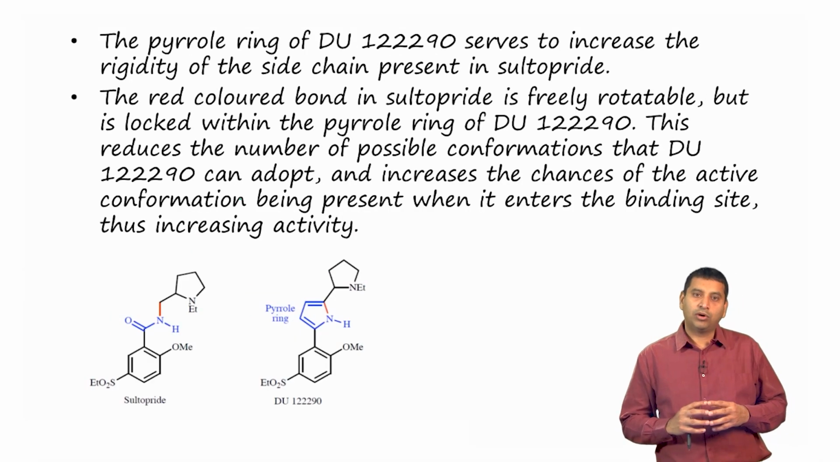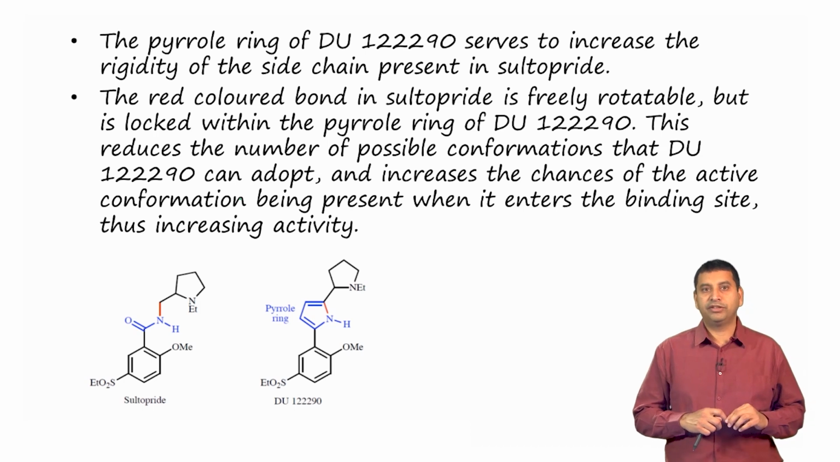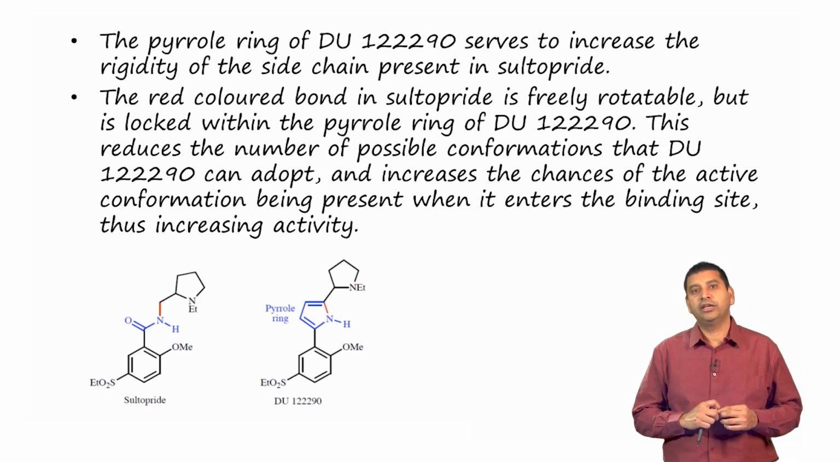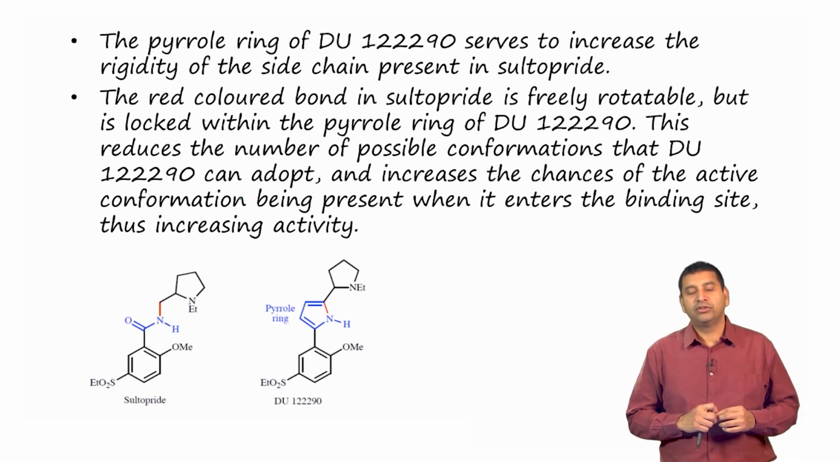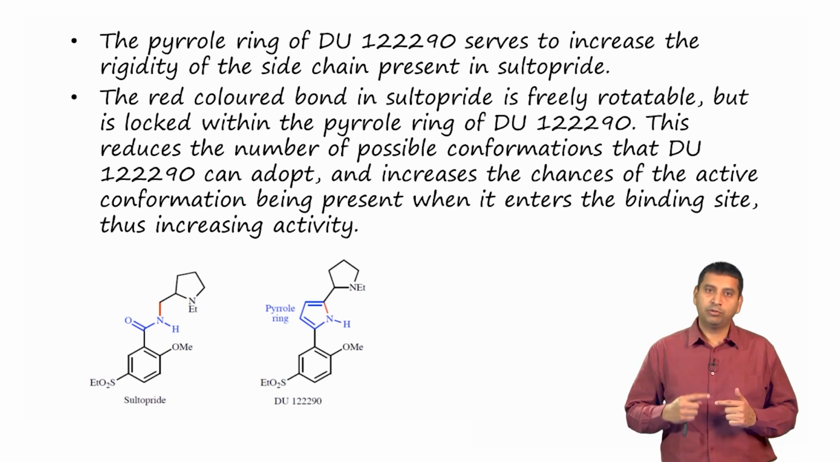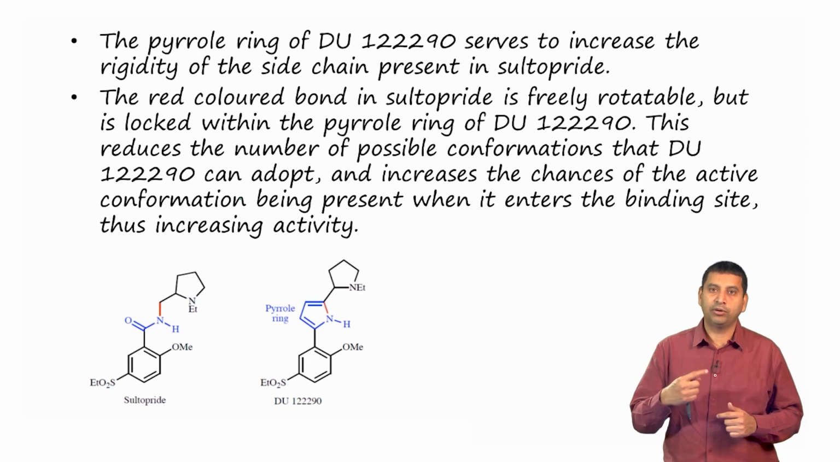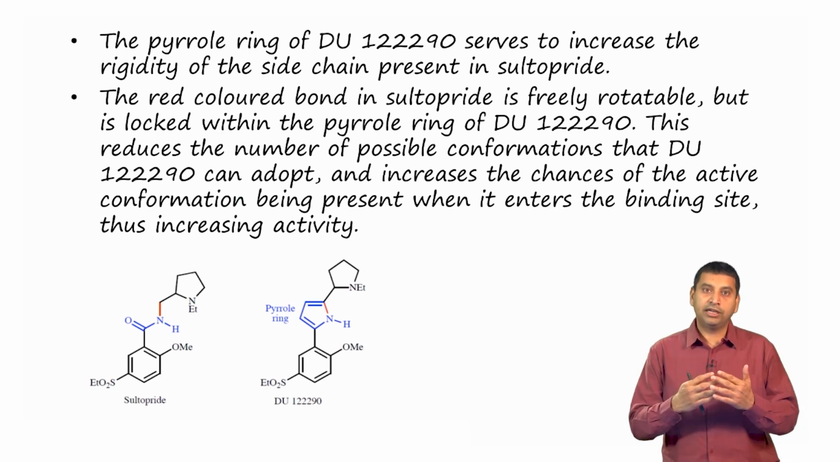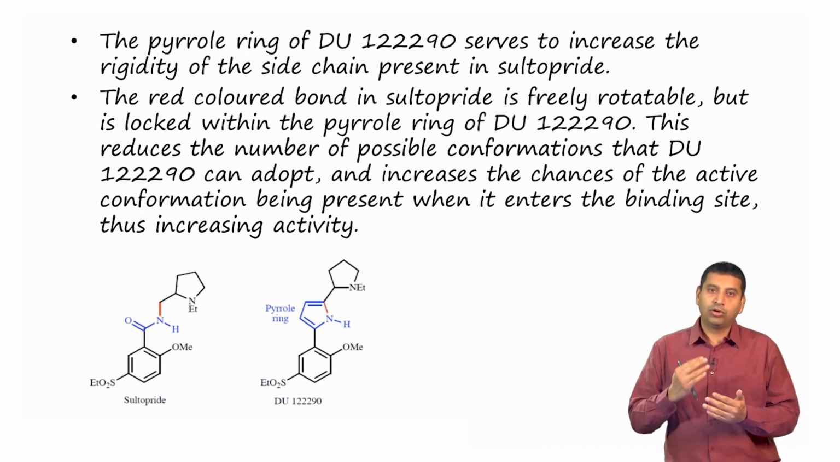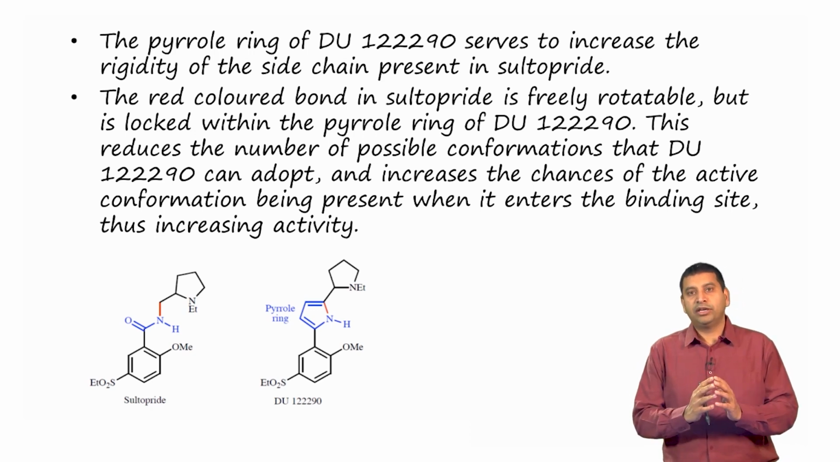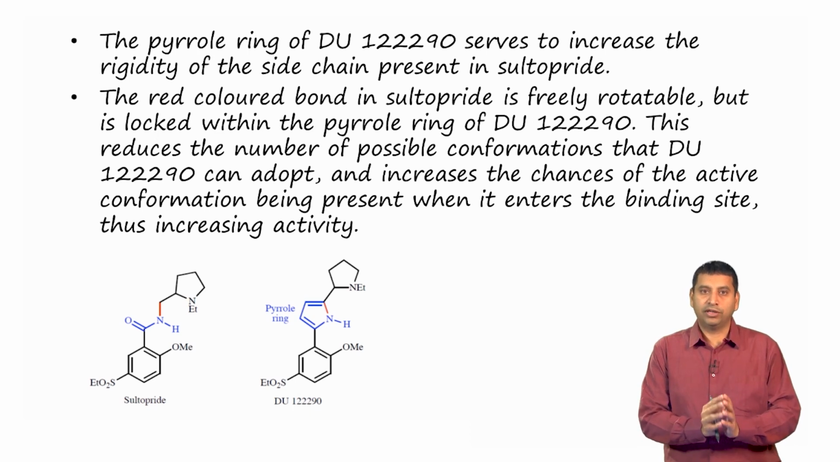Now one of the strategies that we have looked at previously is called increasing rigidity. Here what we do is we reduce the number of rotatable bonds. The red bond shown here is the carbon nitrogen bond, which is a freely rotatable bond. So in order to increase rigidity, we would want to reduce the rotation around that bond. One way we can do it is to make it into a locked pyrrole ring. That is exactly what they have done in this analog.